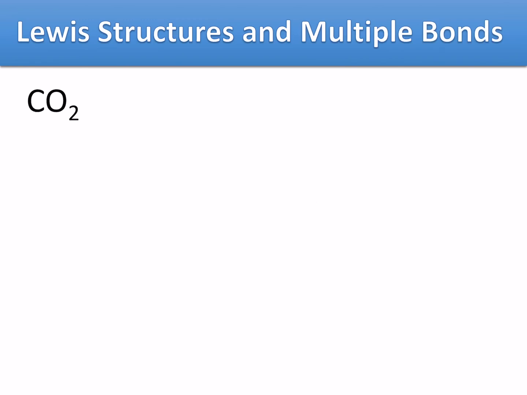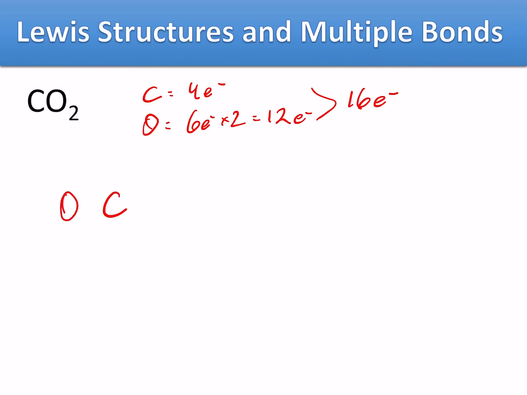How about CO2? So we have carbon, which is 4 electrons. We have oxygen, which is 6 electrons times 2. That's 12, so we have a total of 16 electrons here. Correct? So carbon is less electronegative than oxygen. So we put everything around and we connect with bonds.